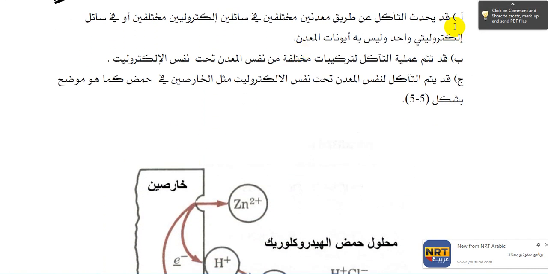A. The corrosion may take place for two different metals in two different electrolytic solutions with no ionic metals. B. The corrosion may be done for different components or different combinations of the same metal with the same electrolyte. C. The corrosion may take place for the same metal with the same electrolyte, such as zinc in an acidic media, as illustrated in figure 5.5.